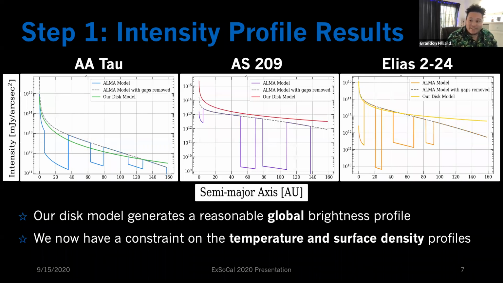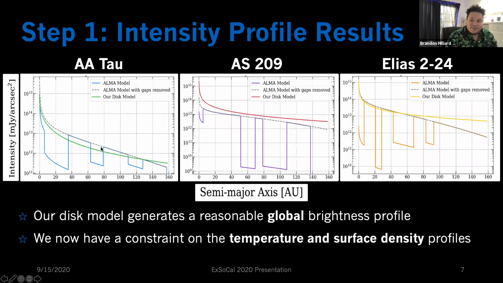So we take the SMA data, which has been constrained, and we've been able to fit power law profiles in order to find the global structure for the disks. So that's what is represented by the green, red, and yellow lines. You can see that the overall distribution follows very similarly to the ALMA data, which is the blue, purple, and orange lines. And then you can also see how, if the gaps were removed, these structures are similar if you ignore that there are gaps there.